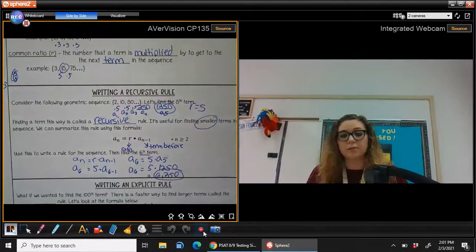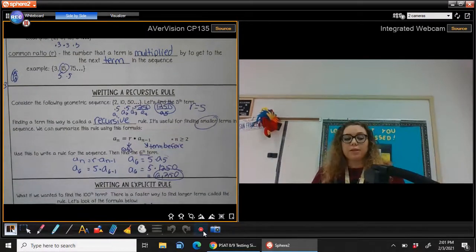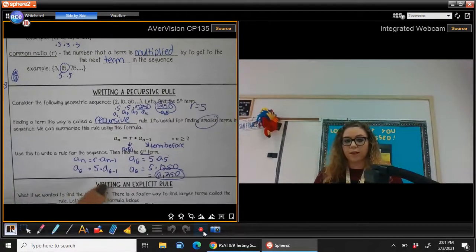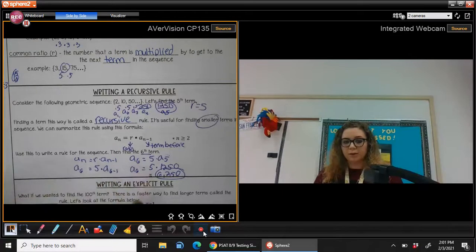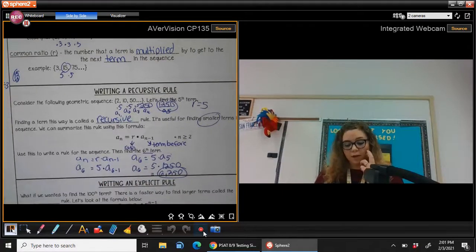Now, a lot of you could do it this way and not use the formula because you are smart and you don't like to do what the formula says. However, on the EOC and on your assignments, they're going to ask you to give the formula. This would be the formula that they're asking for. So you have to be able to know recursive. If they want a recursive formula, that's what they want.